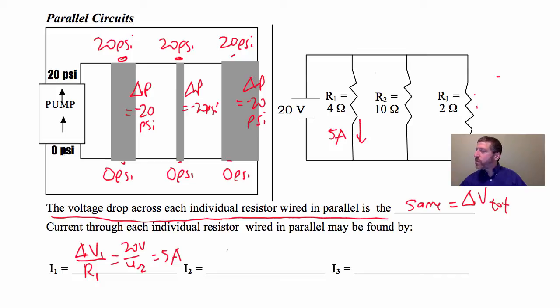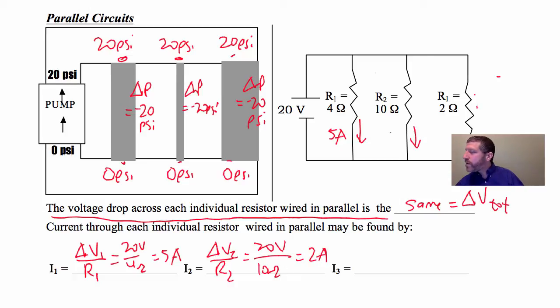The current through 2 is delta V2 over R2, again using Ohm's law. And that will be, again, 20 volts is the voltage drop across it. R2 is 10 ohms. That gives us 2 amperes through here. And similarly, I3 is delta V3 over R3. Notice that the subscripts are always the same, and that's going to be 20 volts. It's the same for all resistors in parallel. 20 volts divided by 2 ohms is equal to 10 amperes.